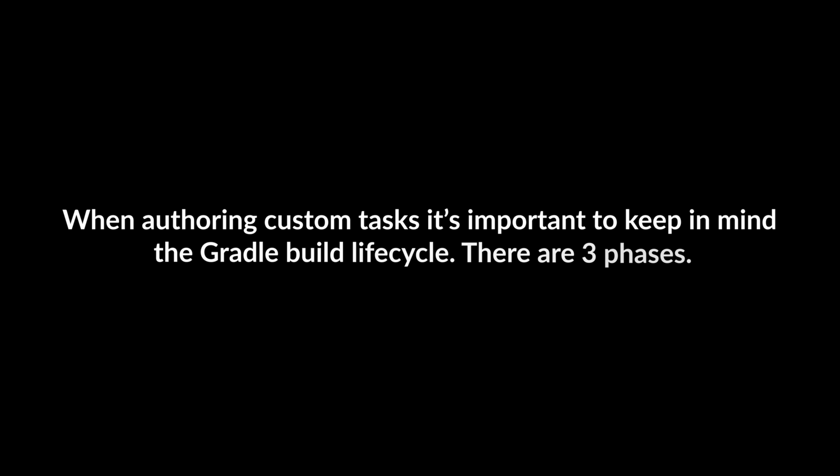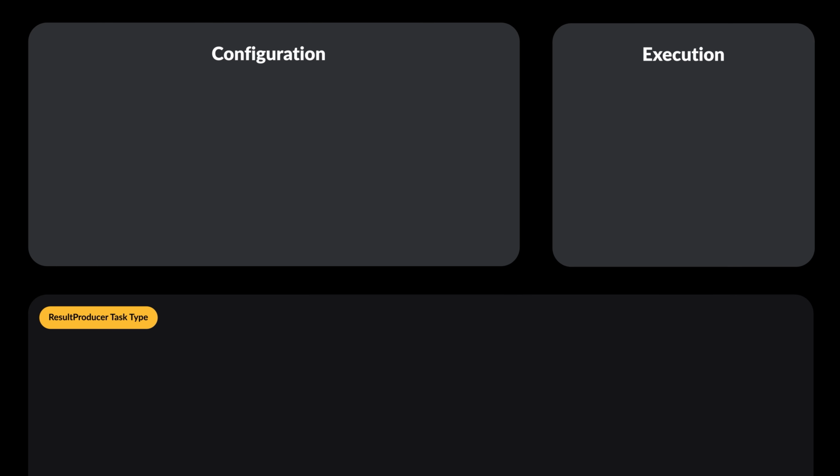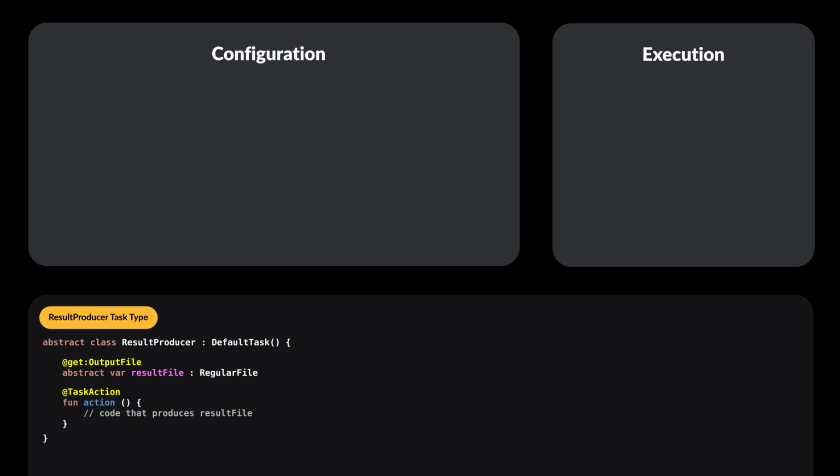When authoring custom tasks, it's important to keep in mind the Gradle build lifecycle. There are 3 phases: initialization, configuration, and execution. During the configuration phase, the configuration for tasks is evaluated, and during the execution phase, the task actions are run. Let's consider a scenario where there's a task type called result producer, on which a result file output variable can be configured, which is created and the contents written to in the action.